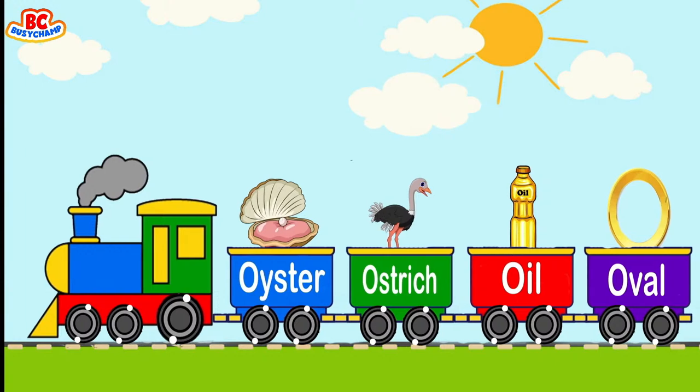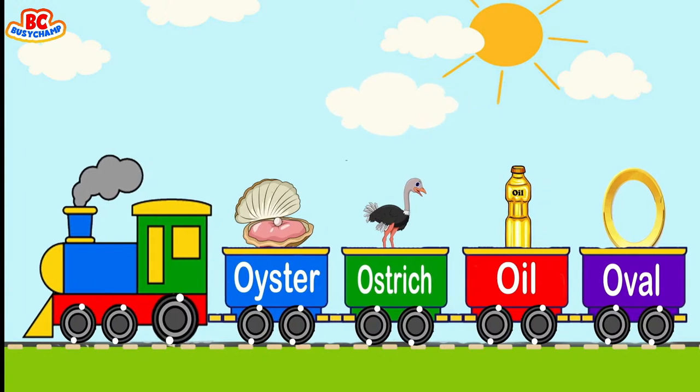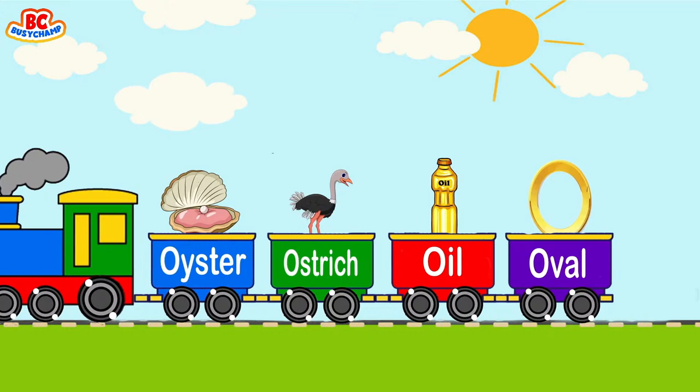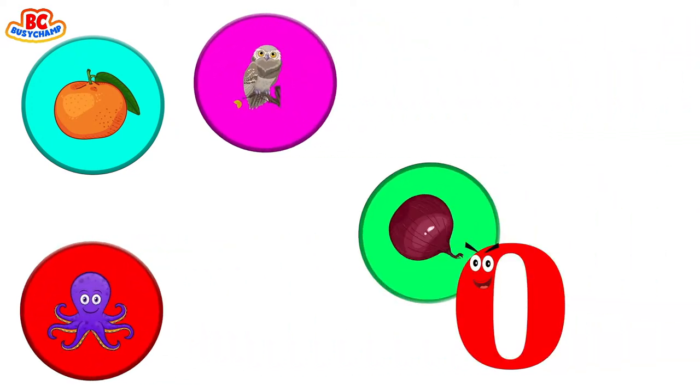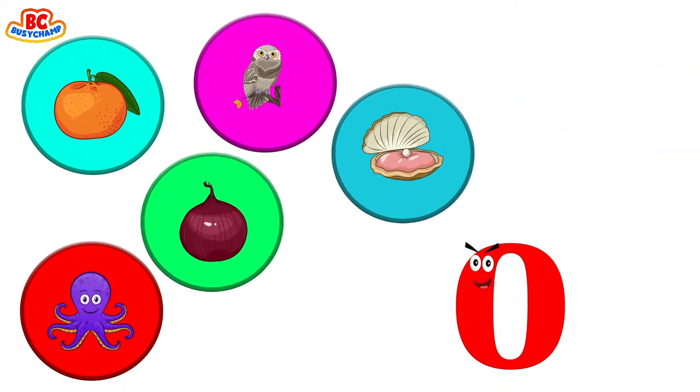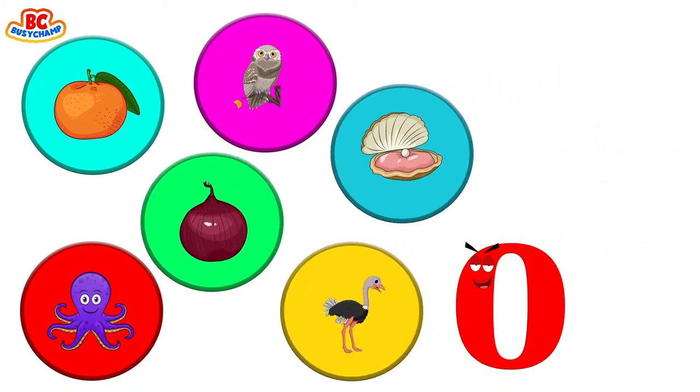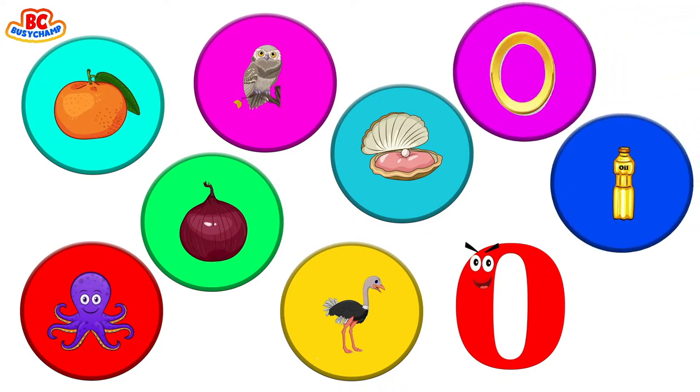Let's revise the words with the letter O. Oyster, ostrich, oil, oval. Owl, octopus, onion, oyster, ostrich, oil, oval.